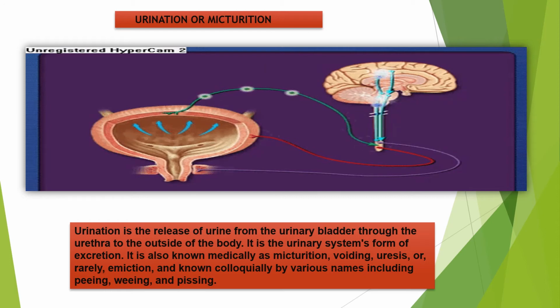You can see in the diagram from the central nervous system, that is pons and CNS total, including pons. Actually, the total system of micturition or urination has been regulated.